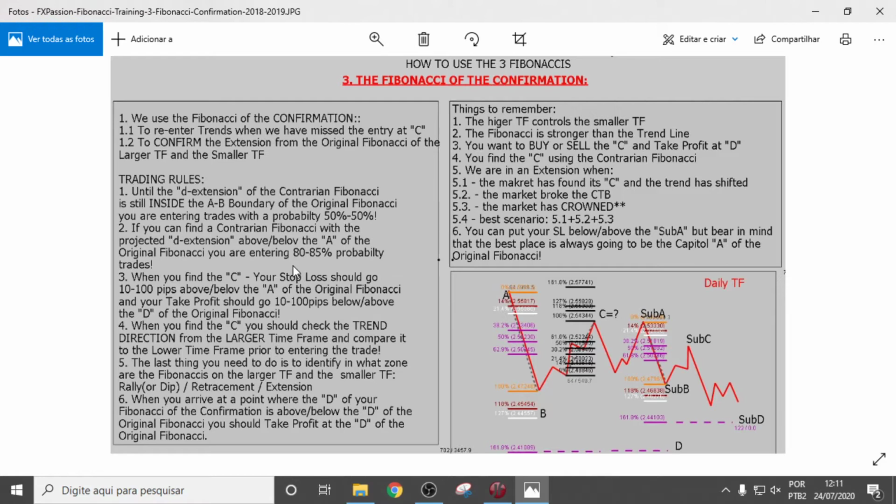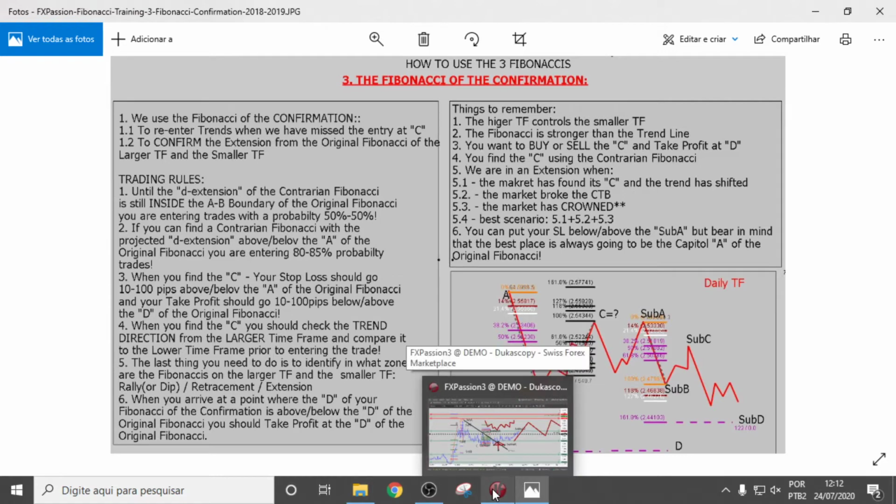So this is great news for us. And number 2, to confirm the extension from the original Fibonacci of the larger time frame and the smaller time frame. And as you can see, everybody, in the picture here, you have the daily time frame and you have capital A, capital B, capital C, capital D, right? And you have the 3 of them. So you have the original one, you have the contrarian, and it's C equals question mark, and then we have the confirmation, which is in the same color, right? So we have the sub A, sub B, sub C, and the sub D projected extension, right? So we can re-enter trends when we have missed the C.